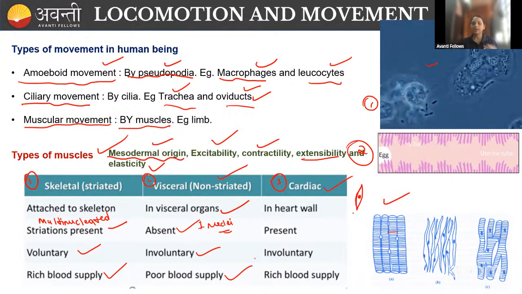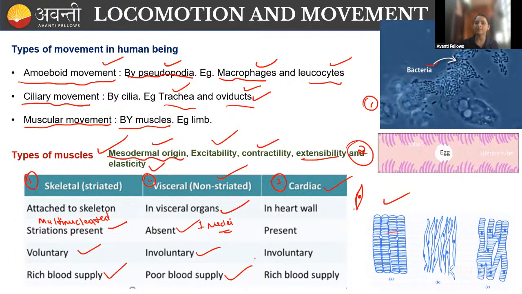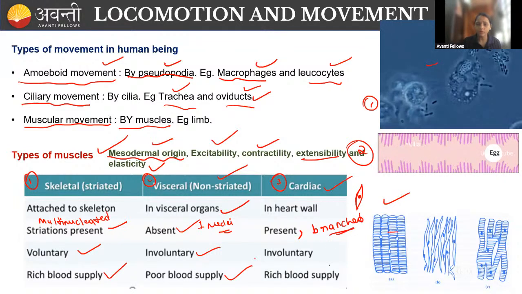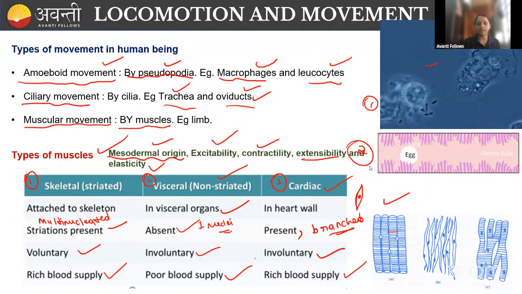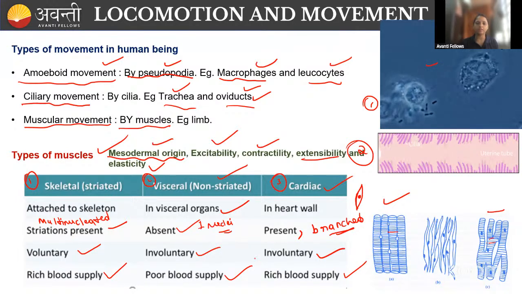Then coming to the cardiac muscle, you already know cardiac means heart. It is present in the heart, striation is present, and it has a branched structure. Remember, guys, only the cardiac muscle is branched. It is also involuntary in nature and rich in blood supply. Here you can see the structure of the cardiac muscle: branched, with striation present. I think you understood this slide. We will move to the next slide.